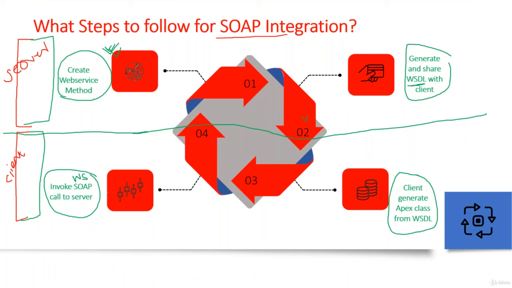To summarize this session: whenever you want to integrate SOAP, create a web service method in your server, generate the WSDL file and share it. And from the client, when they get that WSDL, they will take that WSDL file, generate an Apex class from it, and write the logic for how to invoke it. Then we'll see how I am going to implement each part in the next session.